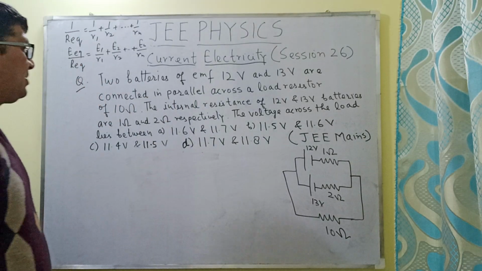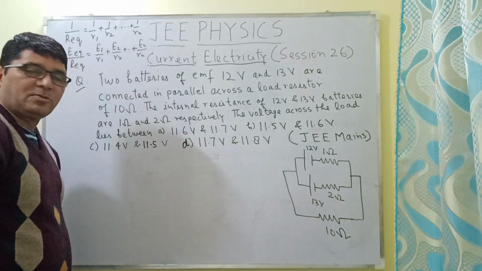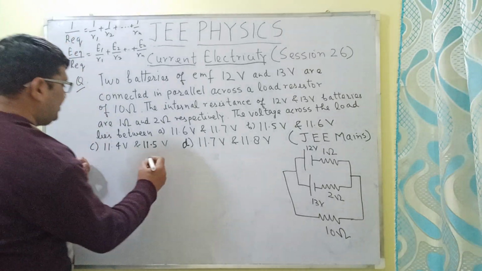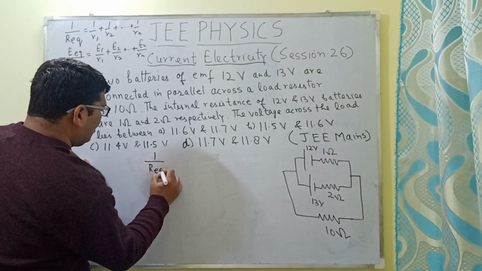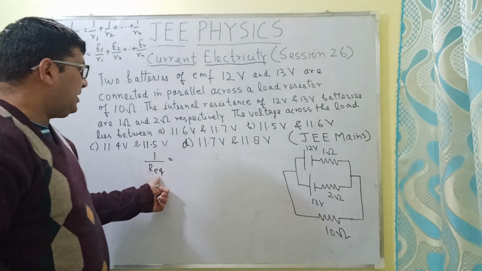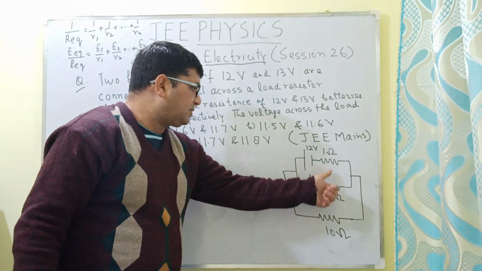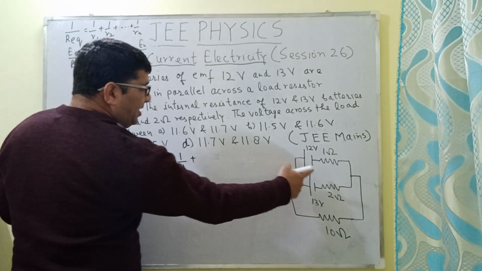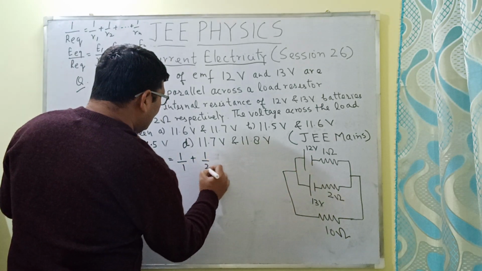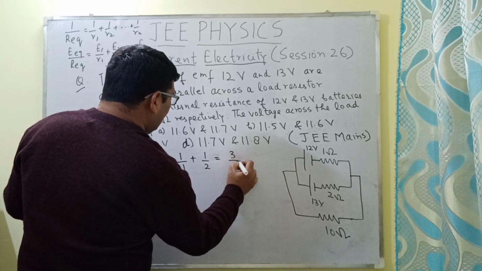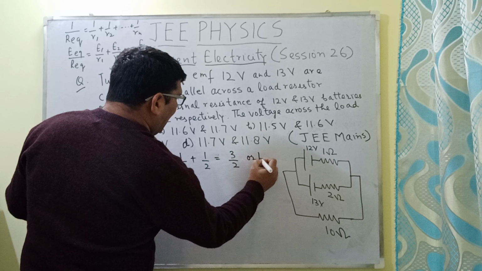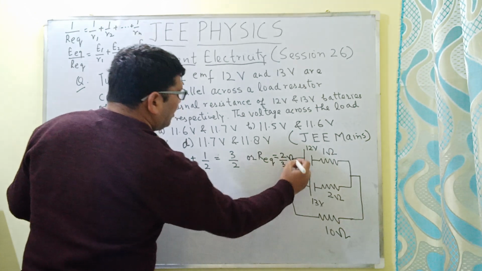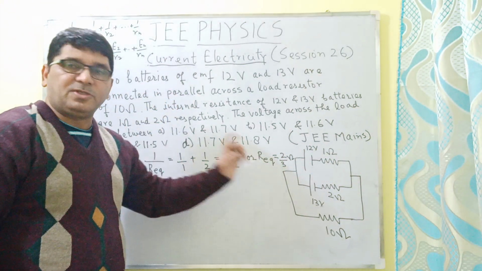So we have to now find the voltage across this load, that is, across this 10 ohm resistor. Here, as per this formula, 1 by R equivalent, where R equivalent is the equivalent resistance of this parallel grouping, will be equal to 1 by R1 plus 1 by R2. So that's 1 by 1 plus 1 by 2, which is equal to 3 by 2. Or we can say that R equivalent is equal to 2 by 3 ohms.